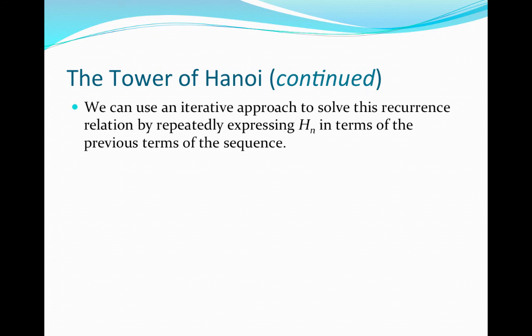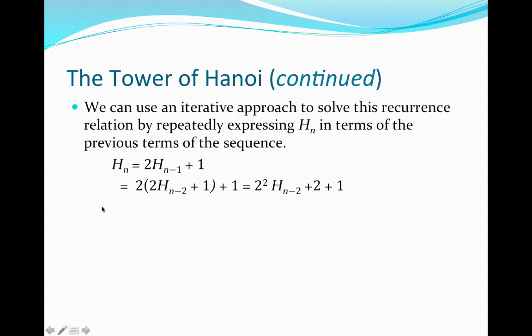So we are going to use an iterative approach to solve this recurrence relation by repeatedly expressing h sub n in terms of the previous terms of the sequence. So we're going to start from the top and work our way down. We're going to start with the original recurrence relation we established. So h sub n is equal to 2 times h sub n minus 1 plus 1. We went through the process of solving this puzzle to get this recurrence relation, and now we want to repeat this equation a number of times until we can develop a pattern.